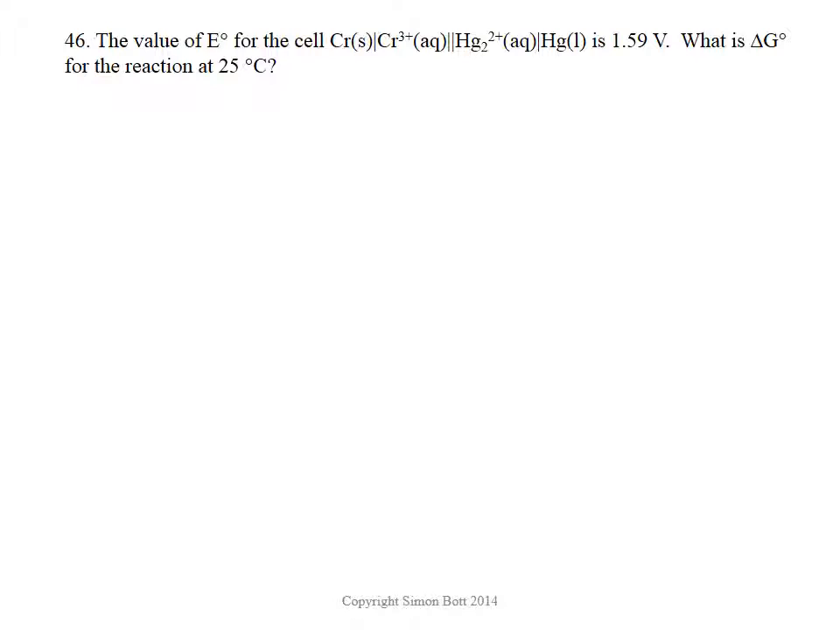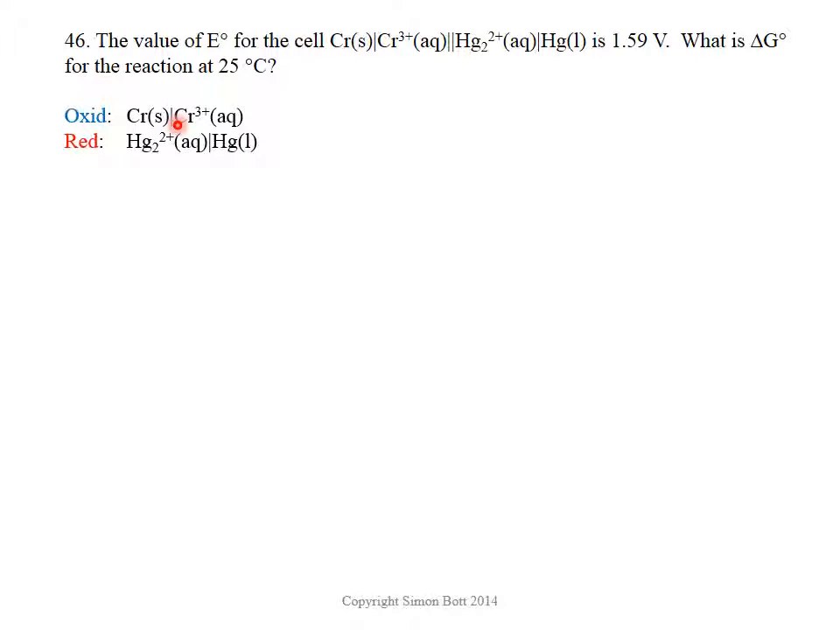Right, question 46. Value of E0 for this cell is 1.59. What's delta G0 for the reaction? Well, I wanted to do this one just to show you how you go from the cell notation to what we're interested in. If you remember when we set up the cell notation, this describes a voltaic cell separated by the two lines, the anode from the cathode. So we can immediately go from this to the oxidation and reduction half equations. By definition, anode is the oxidation, cathode is the reduction.